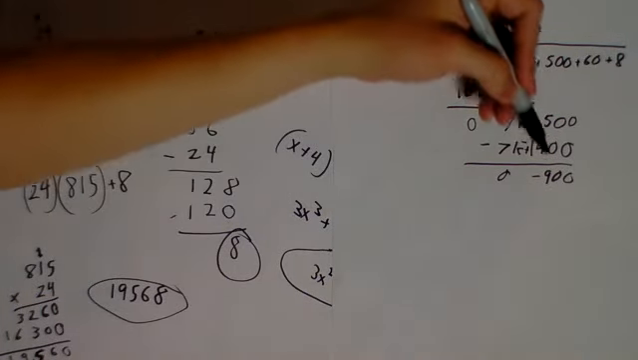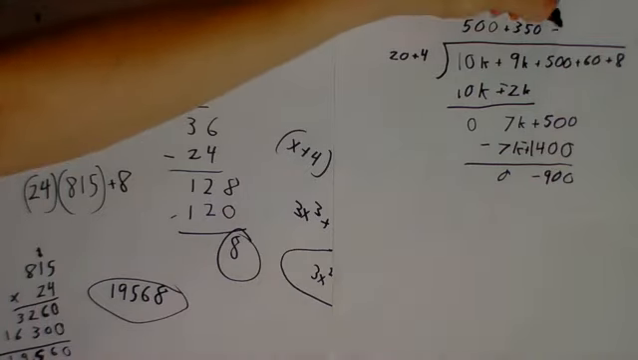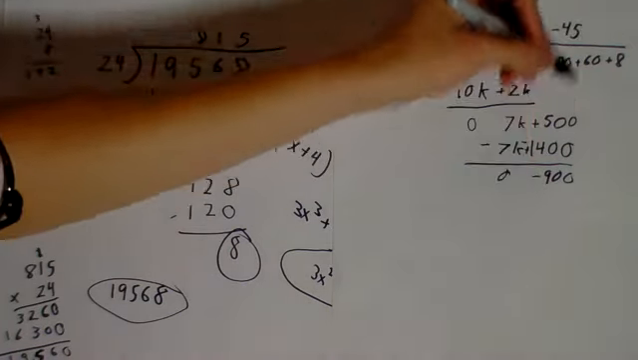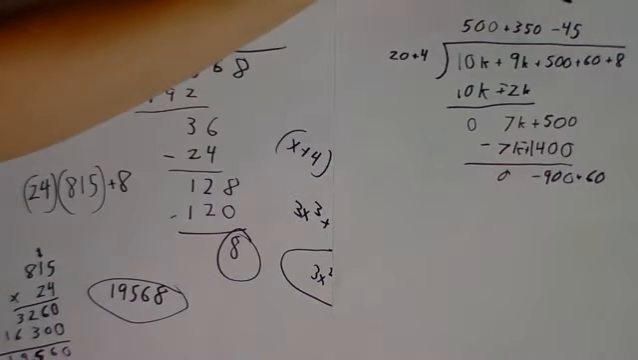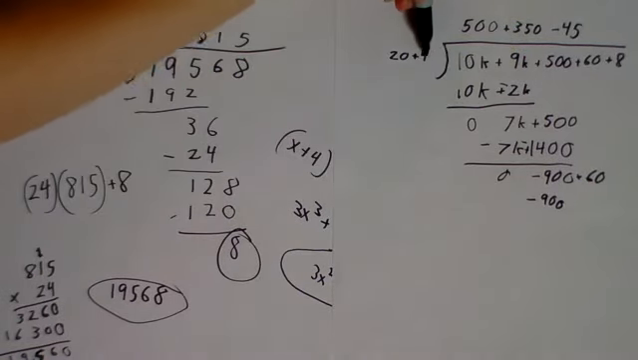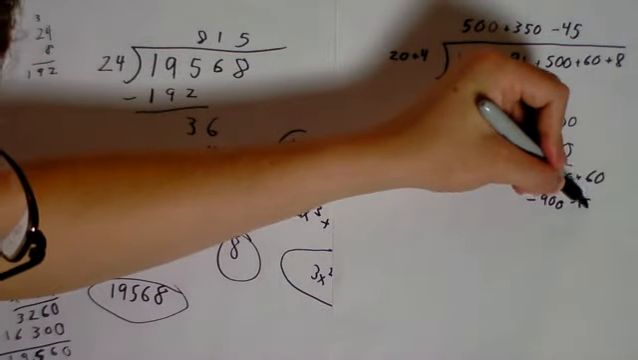Now how many times does 20 go into negative 900? 20 goes into negative 900 negative 45 times. Now negative 45 times 20 is going to be negative, and sorry again, I forgot to bring down the 60. Bring down the 60. Negative 45 times 20 is negative 900. Negative 45 times 4 is 180. Negative 180, I should say.